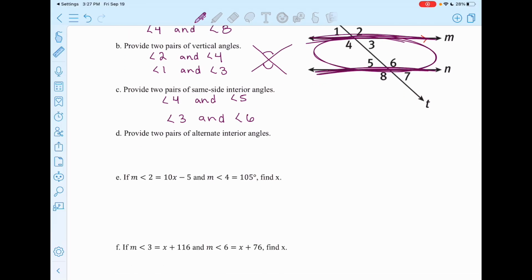Then provide two pairs of alternate interior angles. So I'm still looking in the interior, but now I'm looking at the diagonal, such as 3 and 5, and 4 and 6.